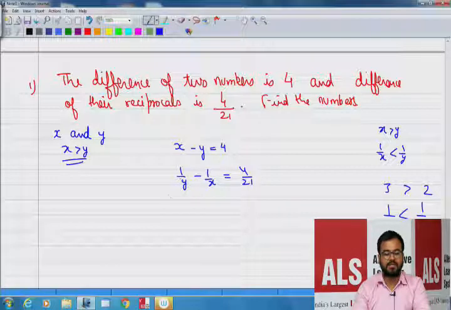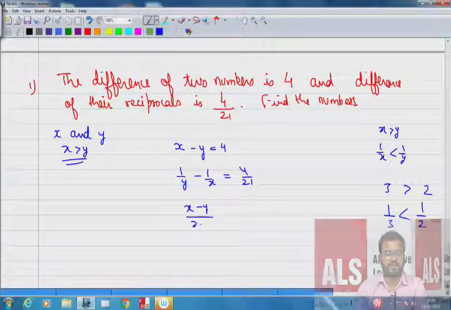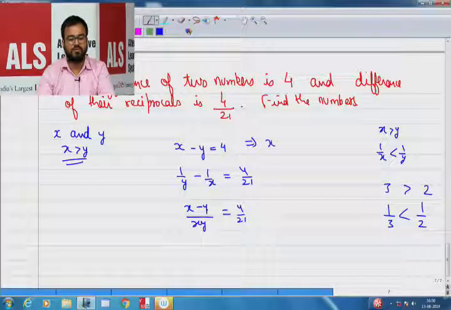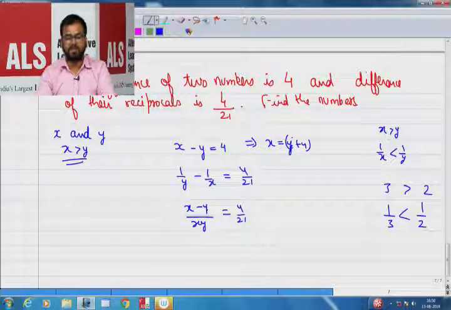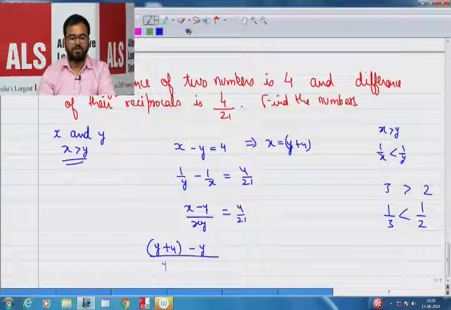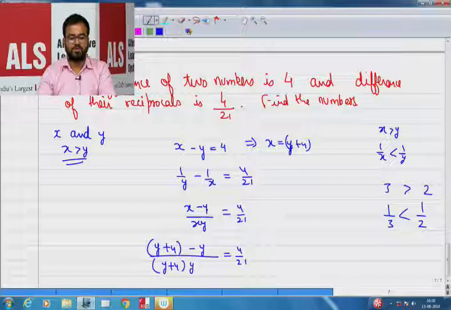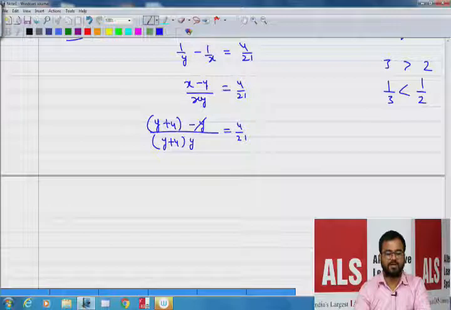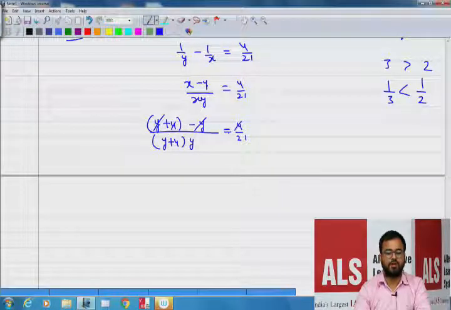So we can simplify the second equation as x minus y over xy is equal to 4 by 21. With the help of the first one, we can write x as y plus 4. Now we can substitute this x as y plus 4 in the second equation. So y plus 4 minus y over y plus 4 into y is equal to 4 by 21. Now this y plus 4 minus y and the 4 will get cancelled out.